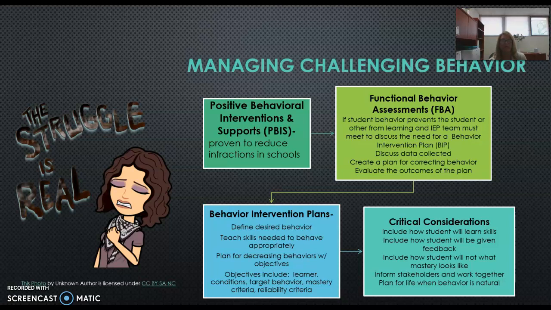Behavioral intervention plans define the desired behavior, teach skills that are needed to behave appropriately, and plan for decreasing behaviors with objectives. The objectives should include the learner, conditions, target behavior, mastery criteria, and reliability of the criteria. Some critical conditions include how students will learn skills, how students will be given feedback, how the students will master or what mastery will look like or not look like, inform the stakeholders, and work together. Plan for life when behavior is natural.